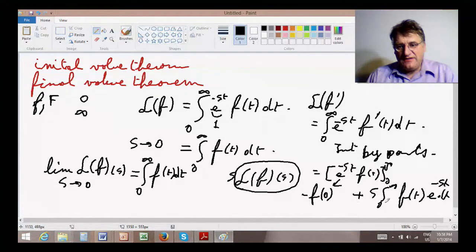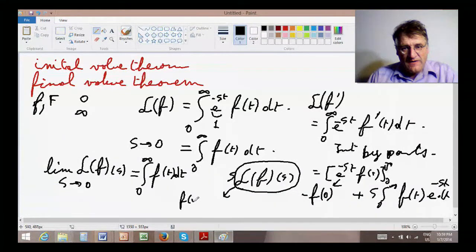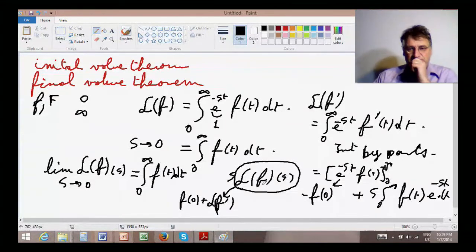Okay, and this guy is s times the Laplace transform of f. Now here we have s times the Laplace transform of f. So what do we get? We get that this is equal to f of 0 plus the Laplace transform of f prime.